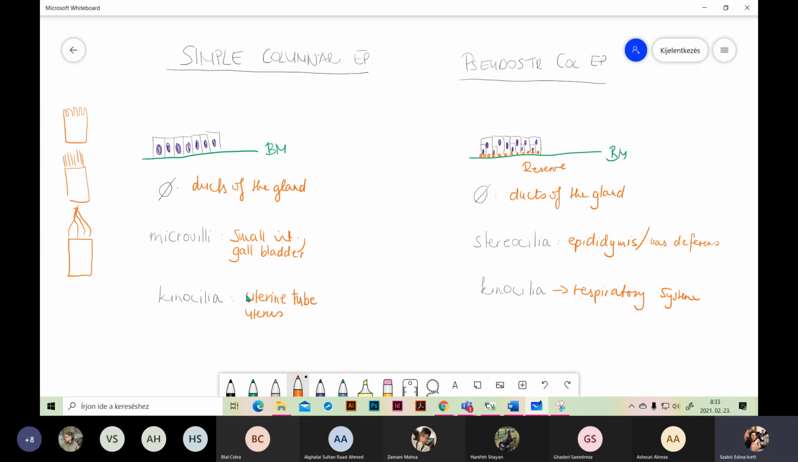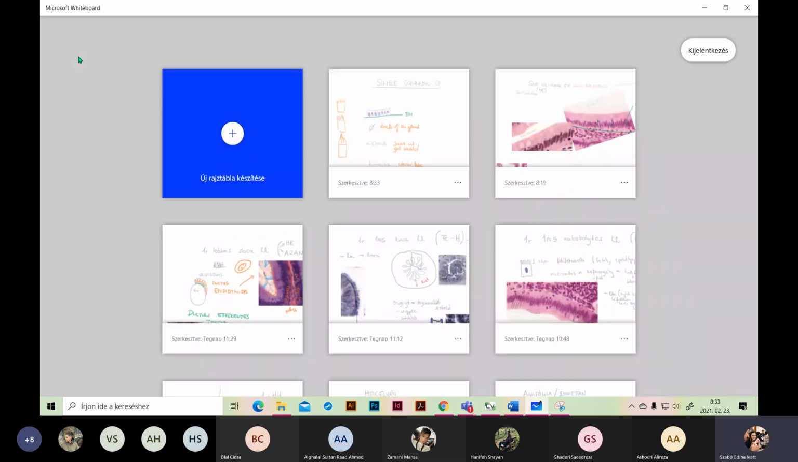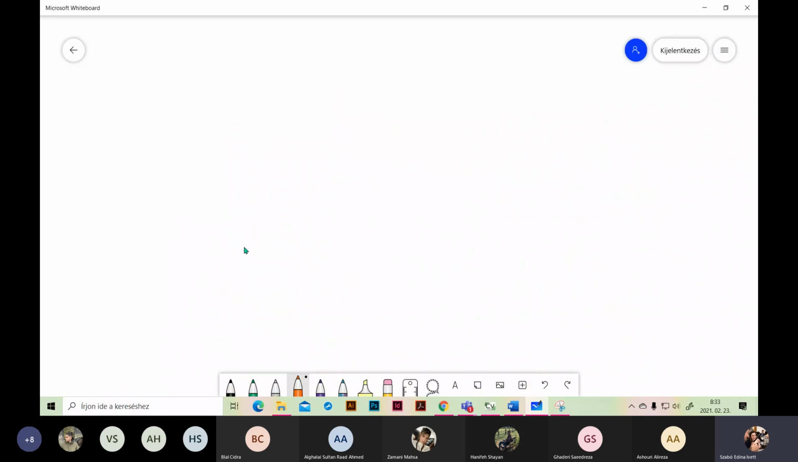And today we will check these surface epithelia. We checked this one, simple columnar with microvilli. Okay, so the next slide is from the uterine tube. And this slide shows the simple columnar epithelia with kinocilia.